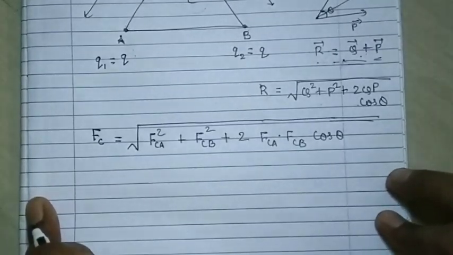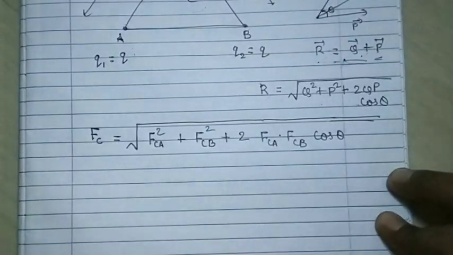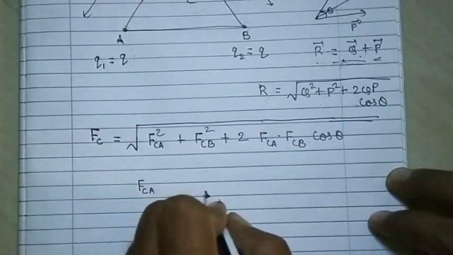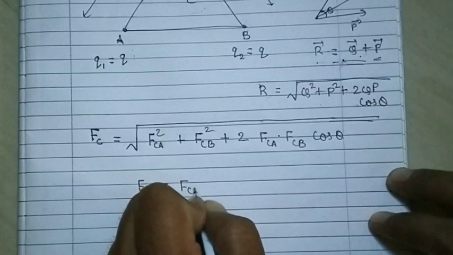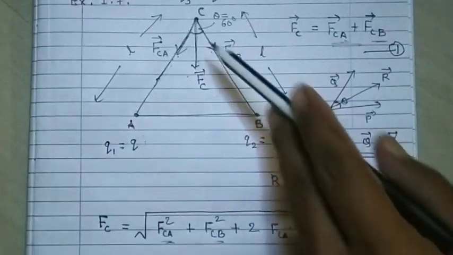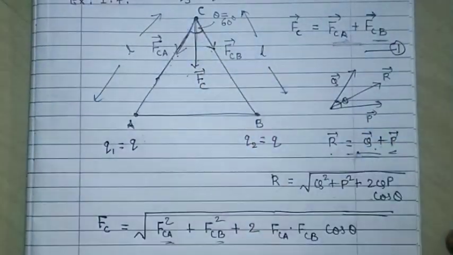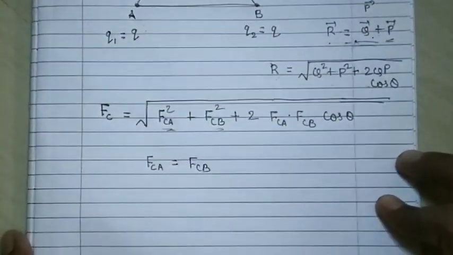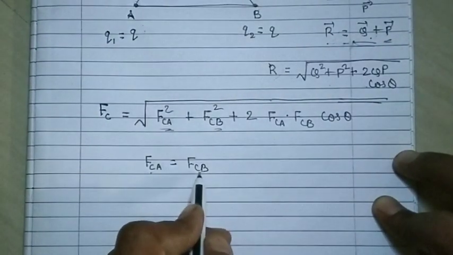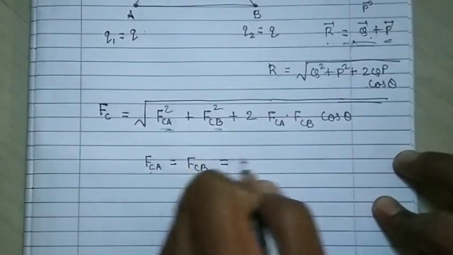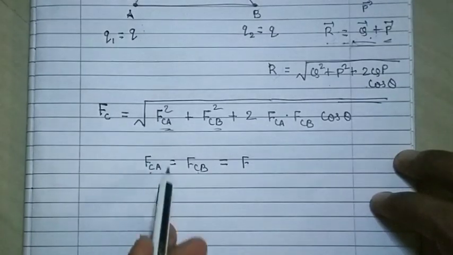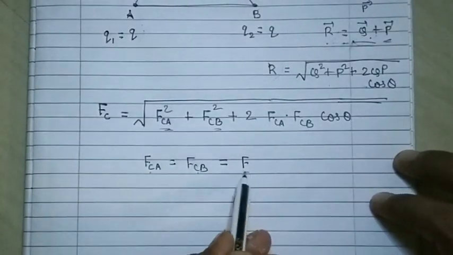So now this equation we have written, but as I said, the force on C by A is equal to the force on C by B. Both these forces are equal in magnitude. I have shown here also that these two forces are equal in magnitude. So now we can write the force on C by A is equal to the force on C by B is equal to, let us call this F only. So now in place of FCA, FCB, we will simply write F.